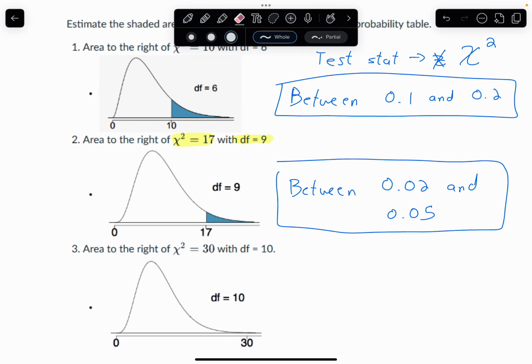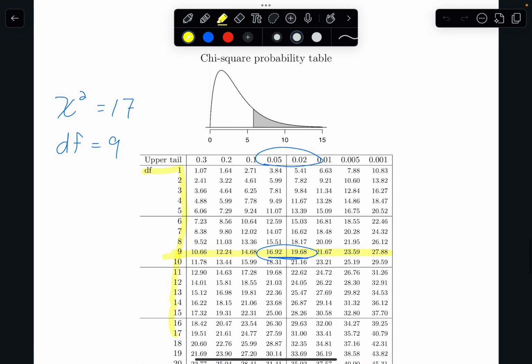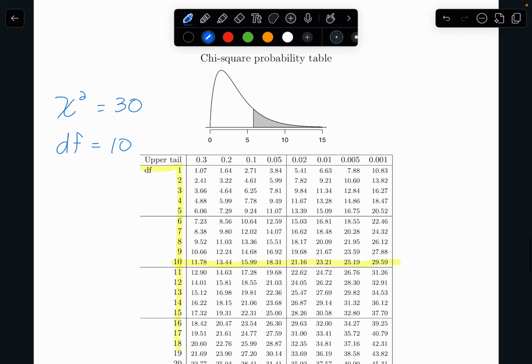Last problem that we will take a look at here. This time around, we want a chi-square value of 30 and degrees of freedom 10. So we have to hop back to our probability distribution here. And let's just erase what we have. So our chi-square value this time is 30. Degrees of freedom are 10. So starting with degrees of freedom, we're looking at this row right here. 10 degrees of freedom means we must be looking at this particular row. And I'm going to try and find where does 30 live.